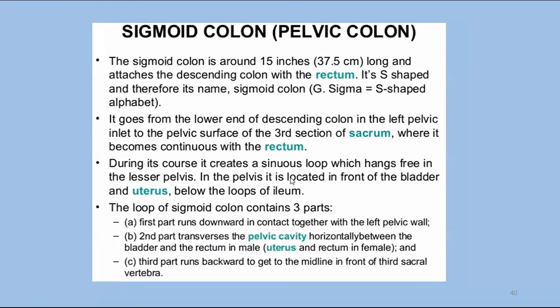During its course, it creates a sigmoid loop which hangs free in the lesser pelvis. Now, in the pelvis, it's located in front of the bladder and the uterus, below the loops of the ileum. The loops of the sigmoid colon contain three parts.